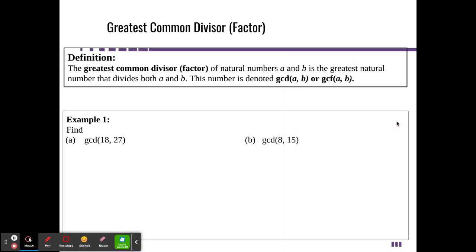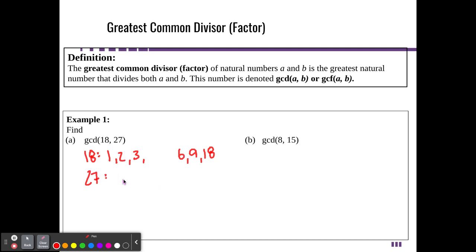So GCD or GCF, however you want to call it. Remember that with GCD or GCF, the idea is that we're looking for the greatest common divisor. So we take our 18 and our 27 and we list out the factors. It's generally called the greatest common factor. So 1 and 18, 2 and 9, and 3 and 6. 4 doesn't go, 5 doesn't go, so those are our factors of 18.